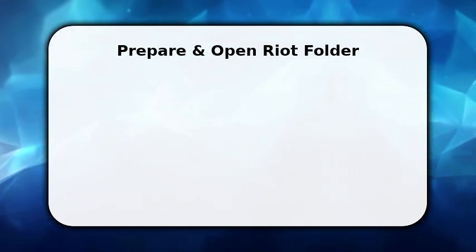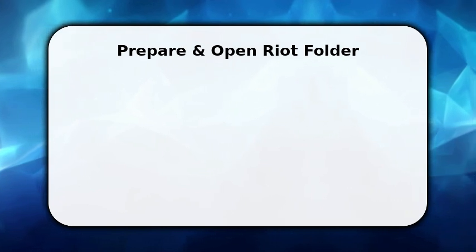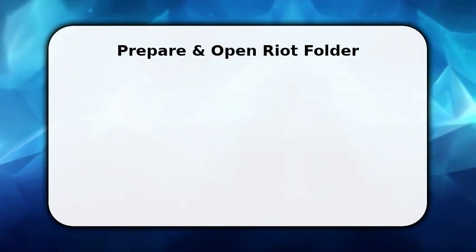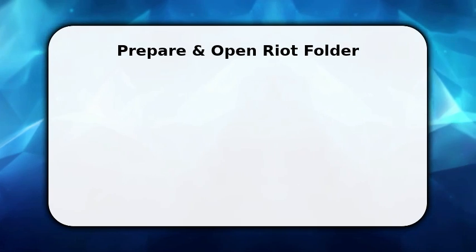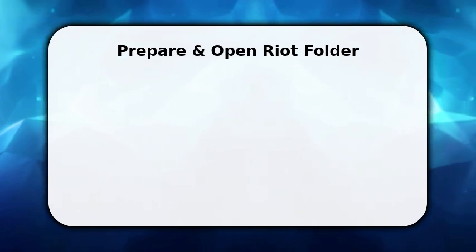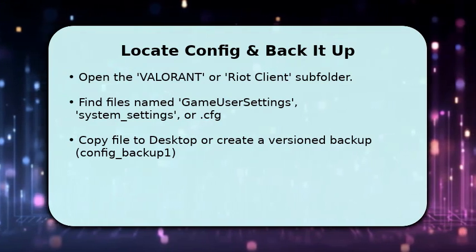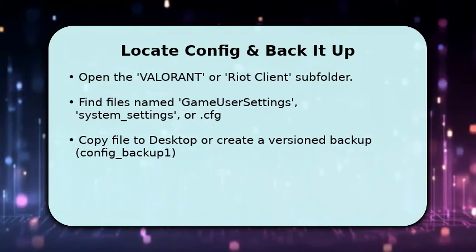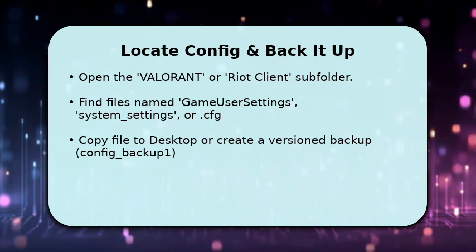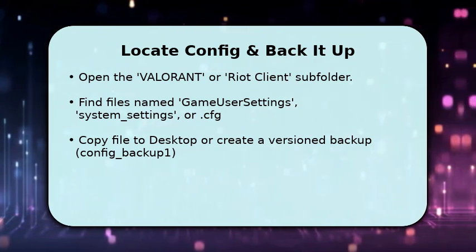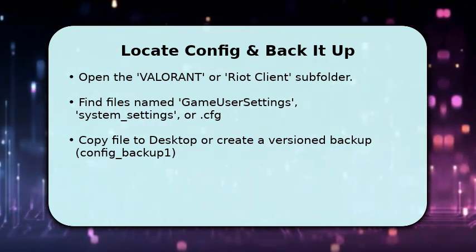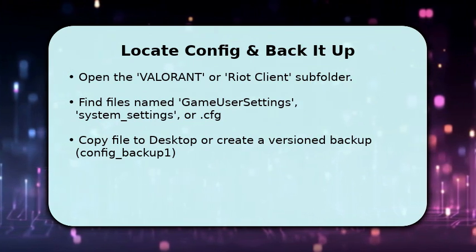I explain why. The config lives in your user profile to keep settings tied to your account, not the installation drive. Make sure to run Explorer as your user, not as administrator. Once in the Riot folder, enter the Valorant or the relevant game subfolder where settings are stored. You're looking for GameUserSettings, SystemSettings, .cfg or similar names. These control input, graphics, and crosshair values.